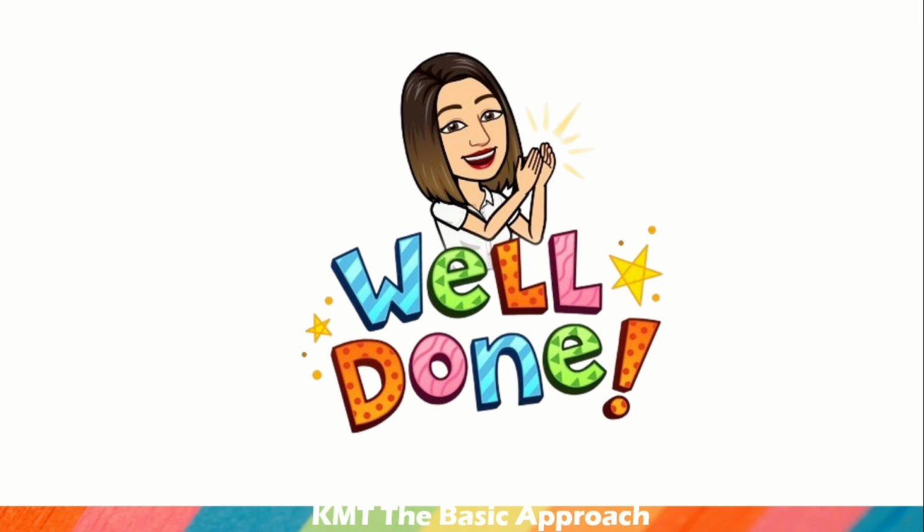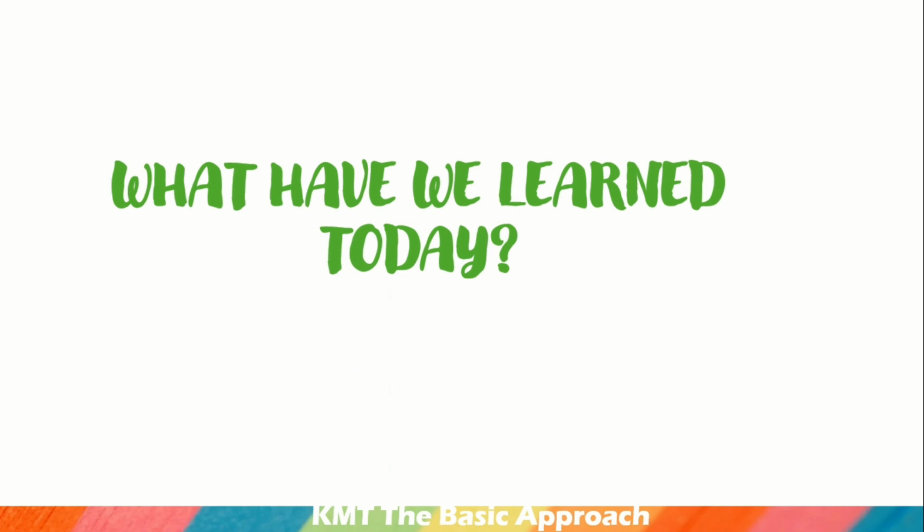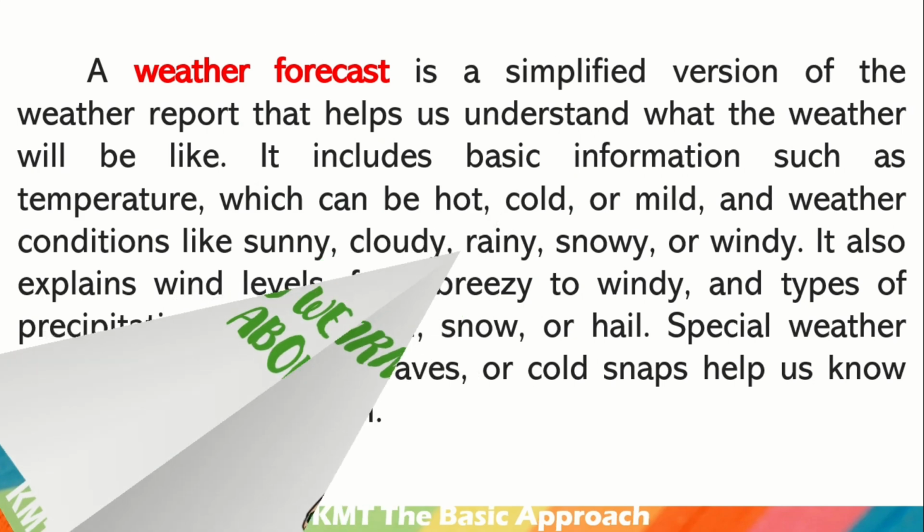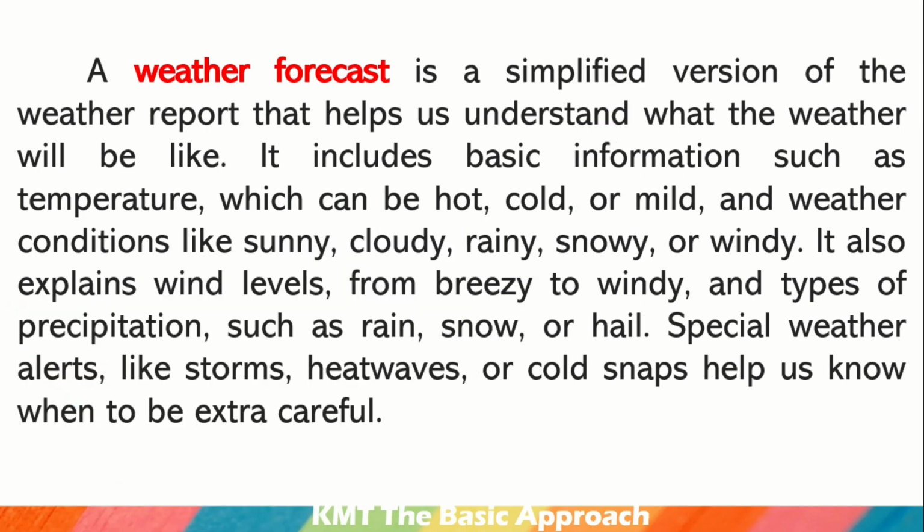Well done, kids! What have we learned today? Today, we learn that a weather forecast is a simplified version of the weather report that helps us understand what the weather will be like. It includes basic information such as temperature, which can be hot, cold, or mild, and weather conditions like sunny, cloudy, rainy, snowy, or windy. It also explains wind levels from breezy to windy and types of precipitation such as rain, snow, or hail. Special weather alerts like storms, heat waves, or cold snaps help us know when to be extra careful.